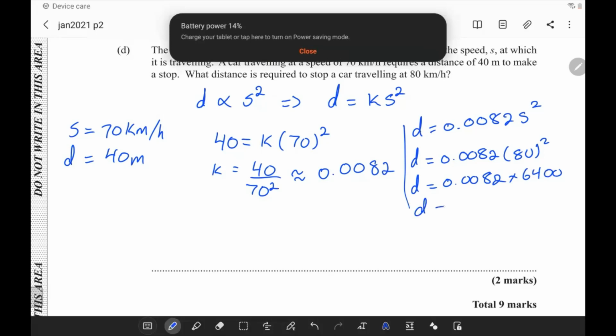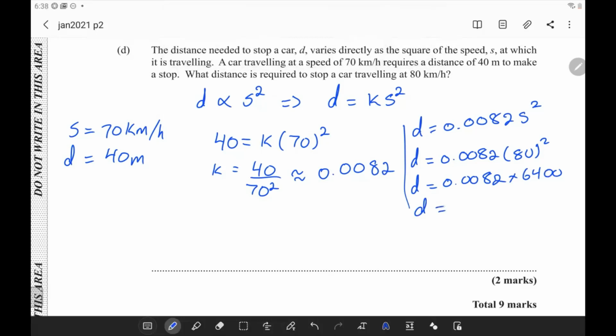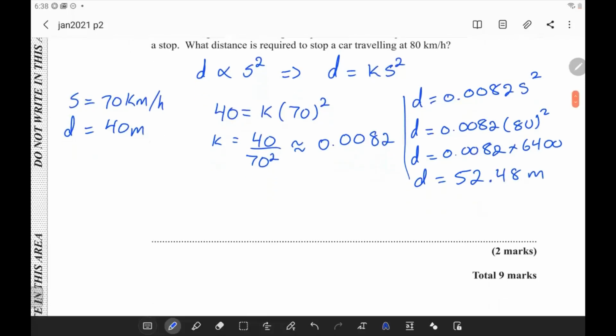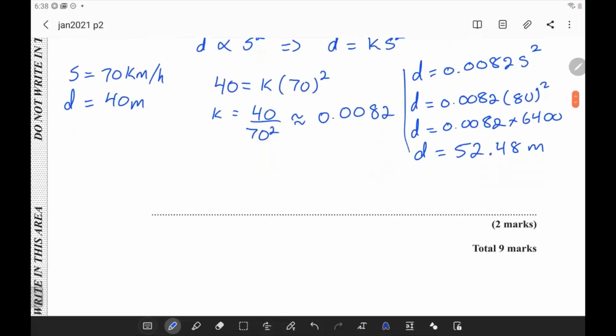And simplifying finally, we get, which simplifies to 52.48 meters.